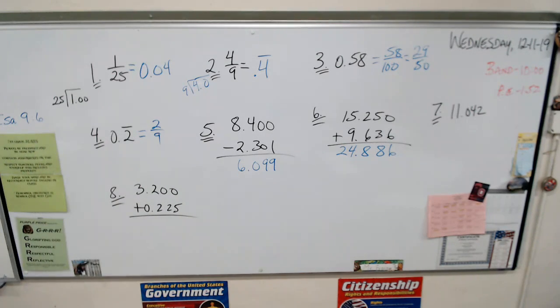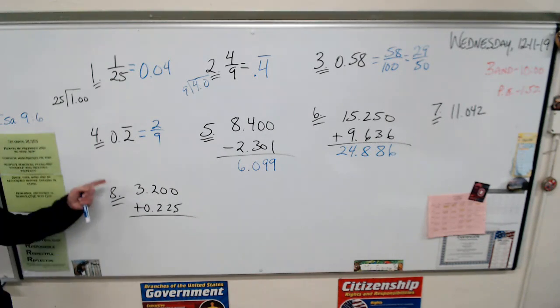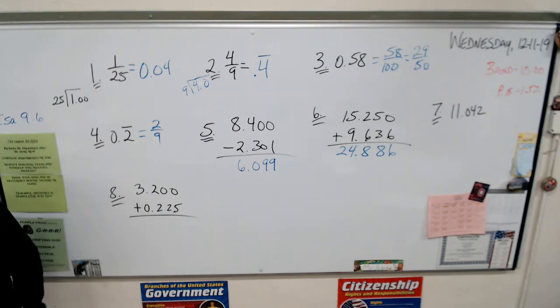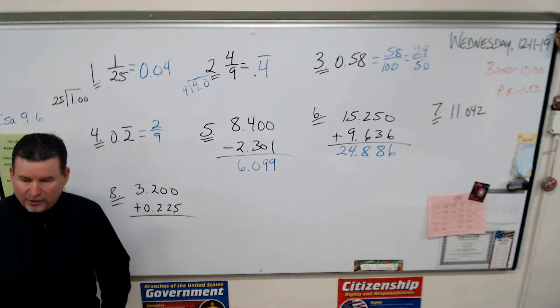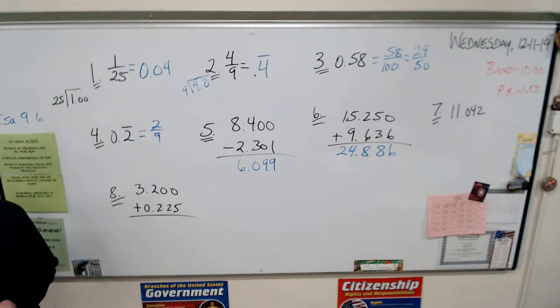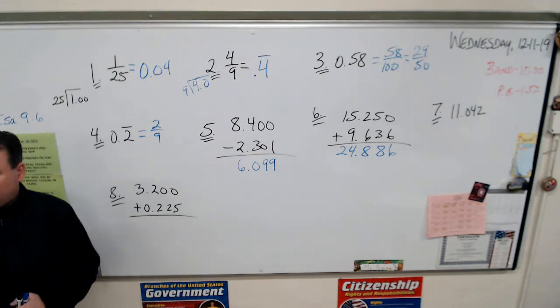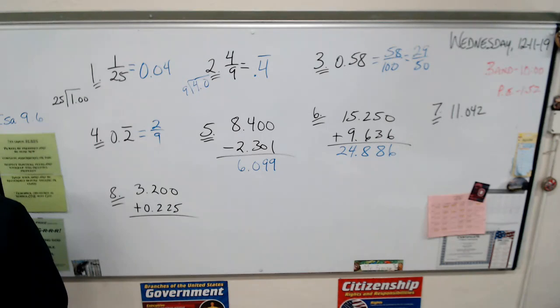Raise your hand if you do not understand why I rewrote number 8 like I just wrote it on the board. You can't sit there and hide and expect to do well on the test unless you ask. The only stupid question is the one that isn't asked. So why did I rewrite it like this? Because in the book it says 3.2 minus negative 0.225.